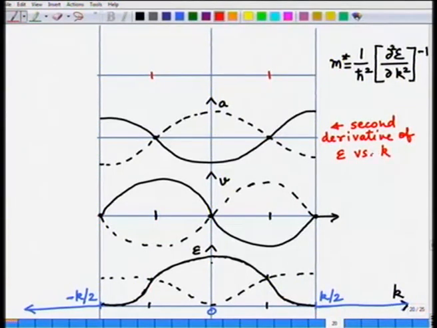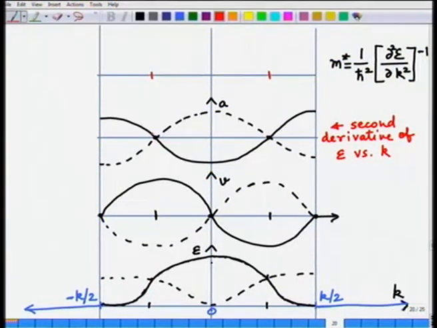Second derivative of energy versus k curve. Remember, that is what gives acceleration, and if I take the inverse of that, that gives me effective mass. So, wherever this second derivative goes to 0, effective mass is going to go to plus infinity or minus infinity. That means, wherever 0 is here, something will happen, because I need to take the inverse to calculate the curve I am basically trying to plot.